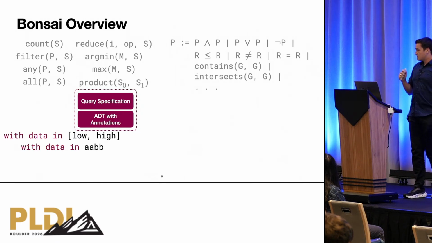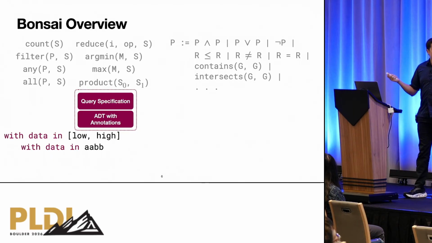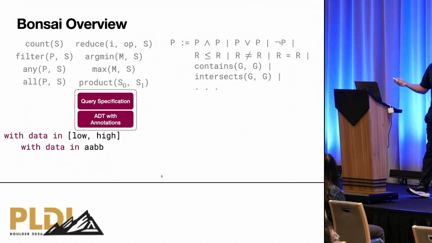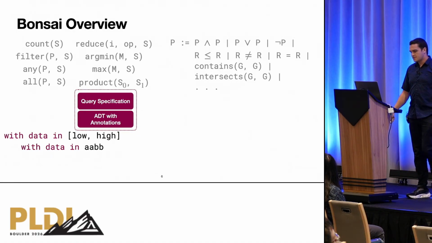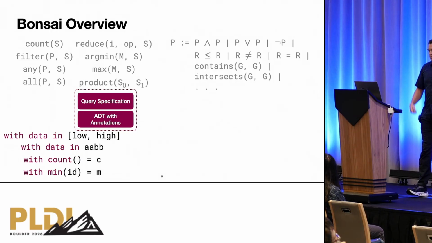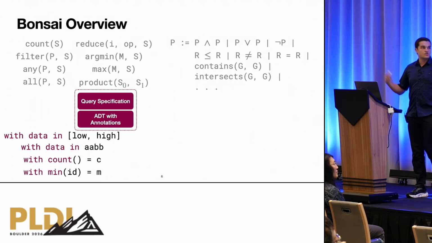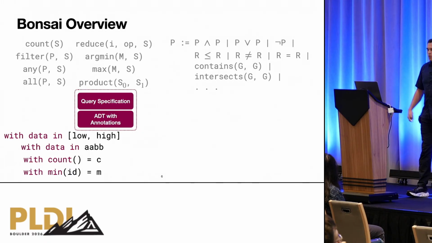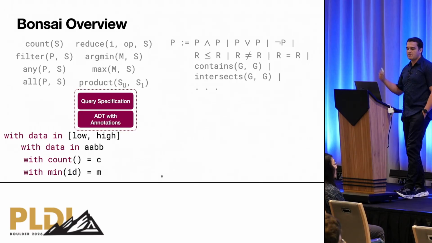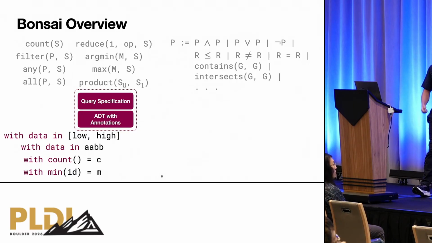And those annotations look like tagging data, scalar data, to be within a low and a high value, or tagging geometric data to be within a bounding volume, for example, an axis-aligned bounding box. But it also looks like more general reduction operations, like storing the count of a subtree or the minimum ID of a subtree in fields C or M, respectively.